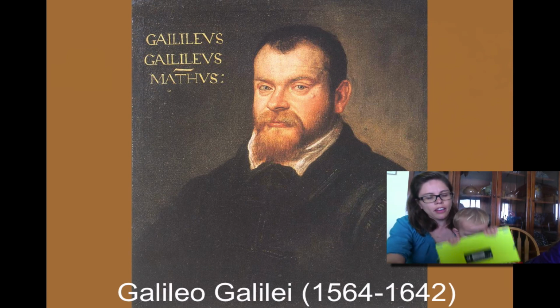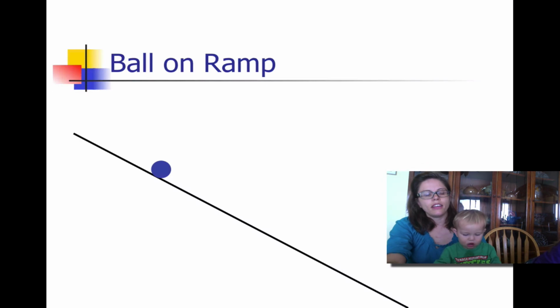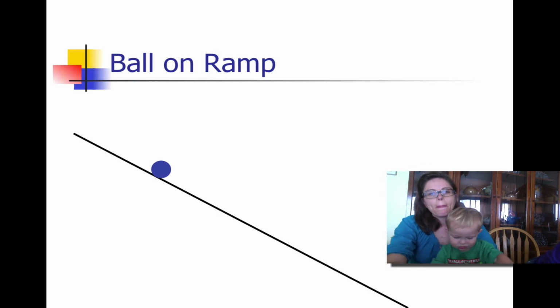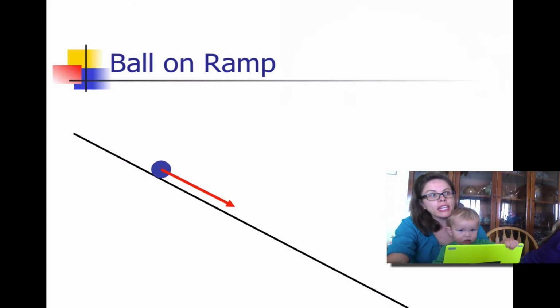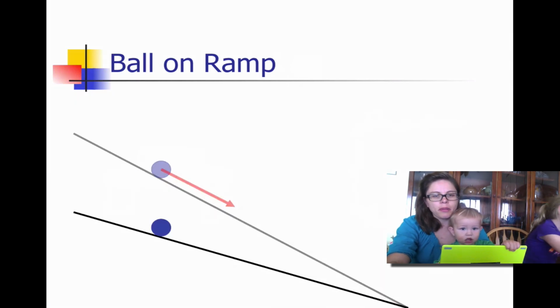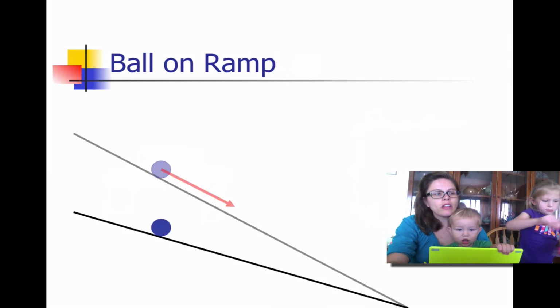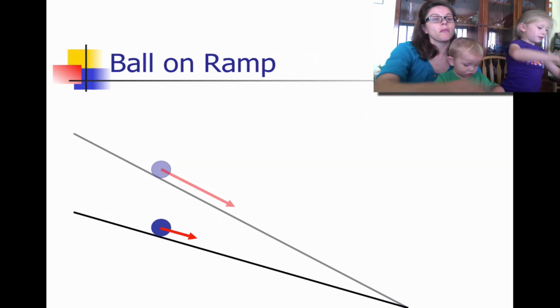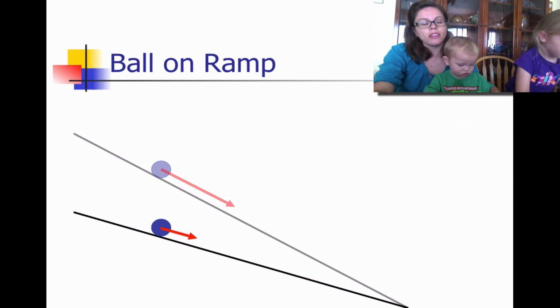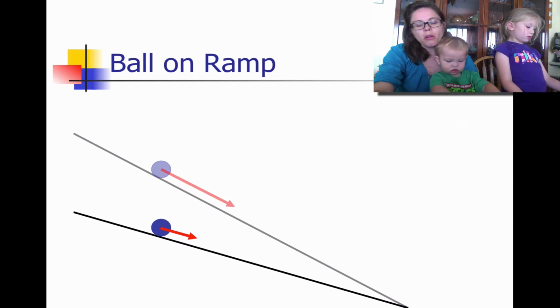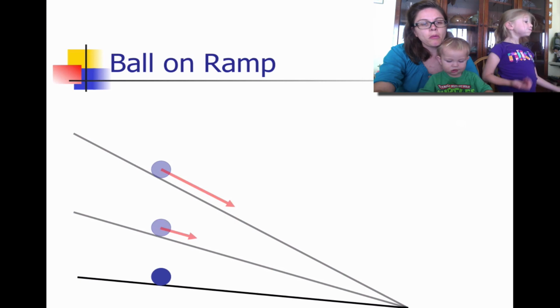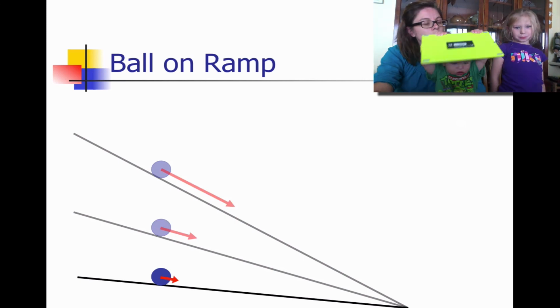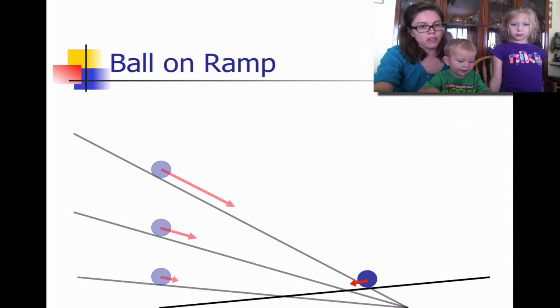So Galileo did this thought experiment. He had a ball on a ramp. The ball is rolling down the ramp, speeding up, or accelerating, down the ramp. Now, if the ramp was a little more shallow, the ball would still speed up going down the ramp, but not quite as much. And if the ramp was a little bit more shallow, it would speed up not quite as much.